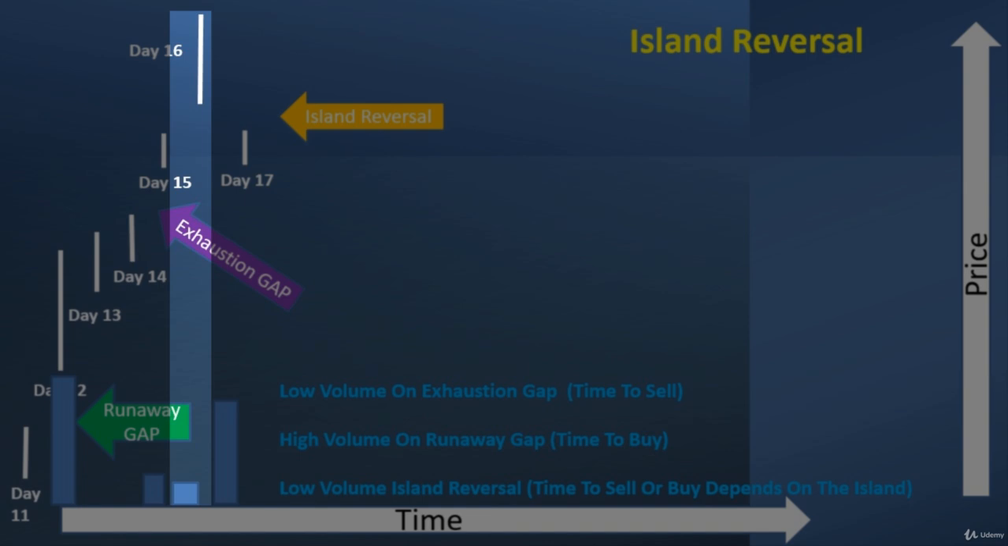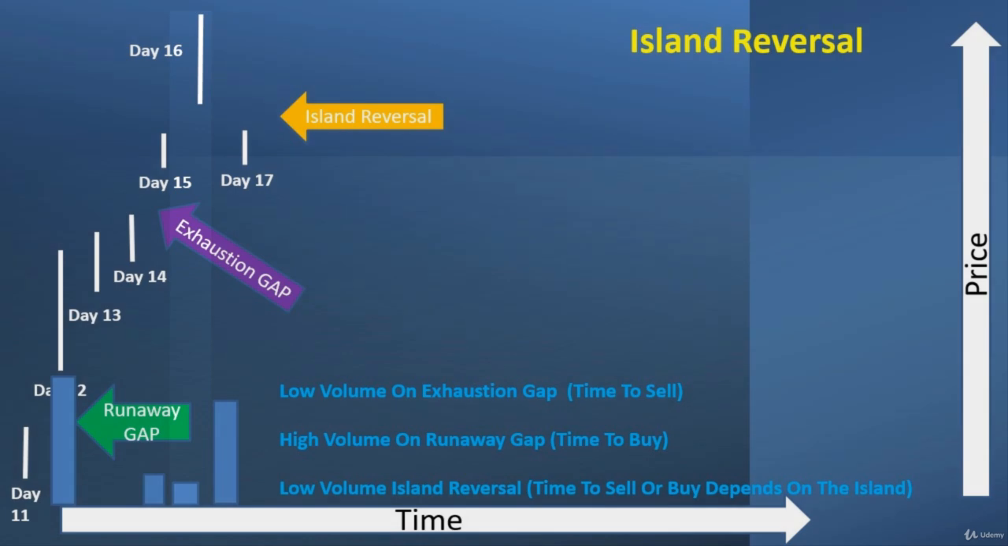You're really on an island. You're the last person out there trying to buy, and you might have a couple of sellers out there, but it's really already past the exhaustion phase. And where you can tell is you can start looking for that low volume on that exhaustion gap, right? So there's low volume, and that tells you it's time to sell. If there's high volume on a runaway gap, that tells you to buy, right?